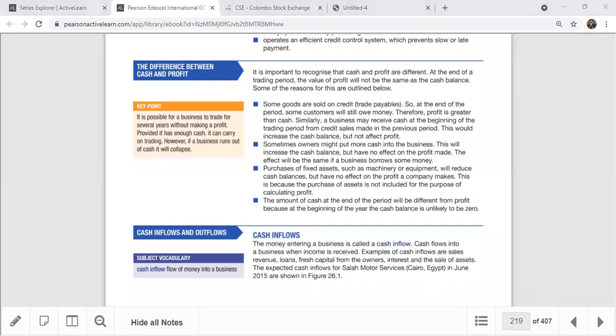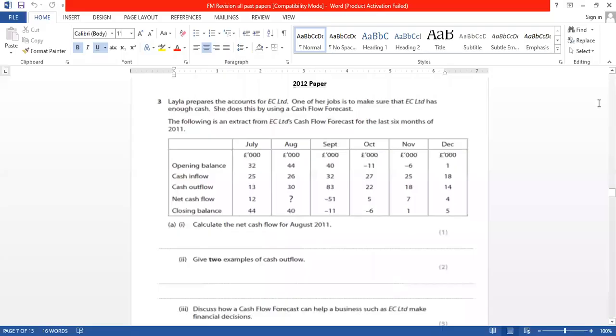Okay, now I'll show you a past paper question, from all papers and the new paper. This is the cash flow forecast question that came in the 2012 paper. You can see the 2012 paper, EC Limited, and they are providing the cash flow forecast. You can see the months of July, August, September, October, November, December. And they're asking a 1 mark question: calculate the net cash flow for August.